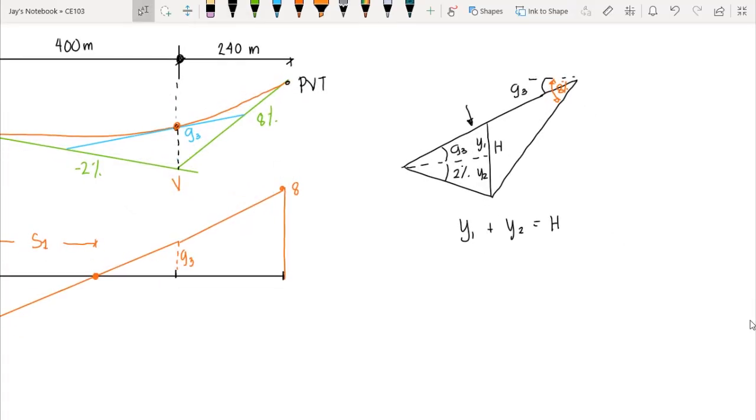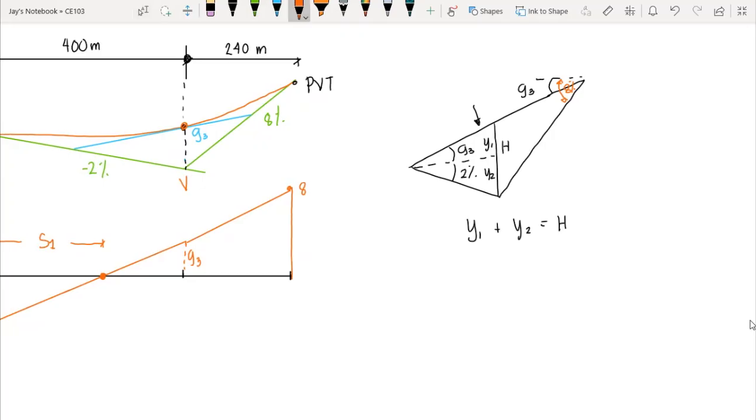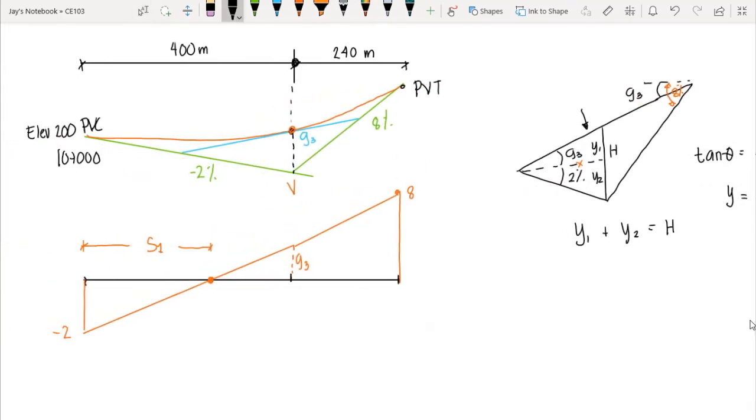So to compute for h, let's say the length here, this dashed line, is x. Therefore, to compute for y1, we have tangent of theta is equal to the opposite over the adjacent. So that means our y is equal to x tangent of theta, correct? But since we know that this is a symmetrical curve, the location of our V1 to the vertex is 1/2 of 400. So therefore, this is L1 over 2, correct? Or that is 200 meters.